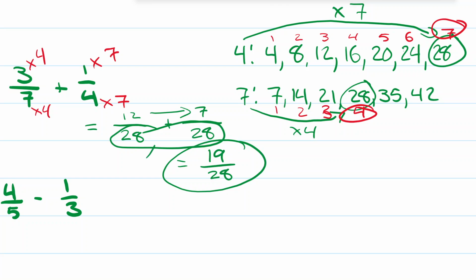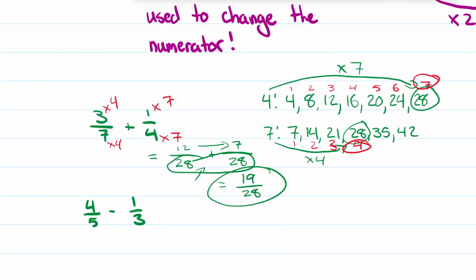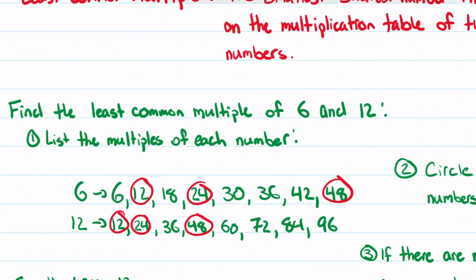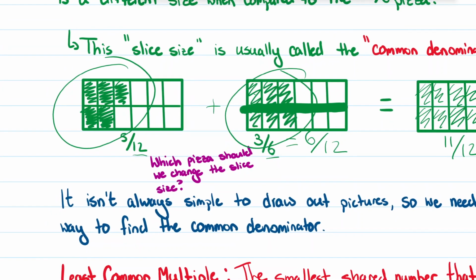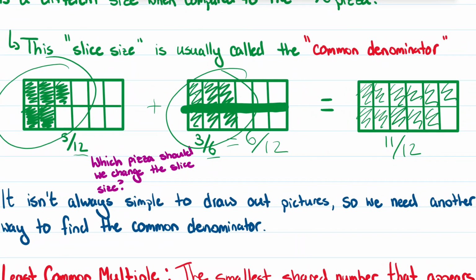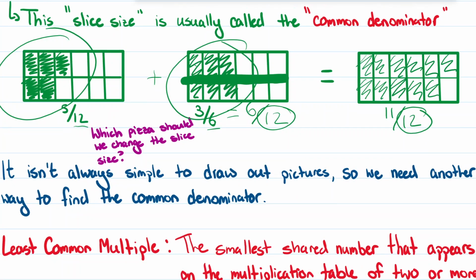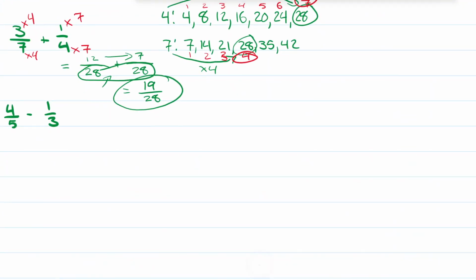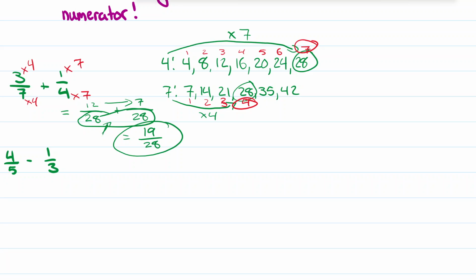And the reason why we leave these denominators the same, if you remember the pizza example that we looked at, we are looking at the slice sizes. That is what our denominator is. It's how many total possible slices there are. When we change the slice size, we still have the same amount of pizza. So we changed our slice size here to be out of 28 total possible slices, and we have 19 slices of pizza out of those 28 possible slices.